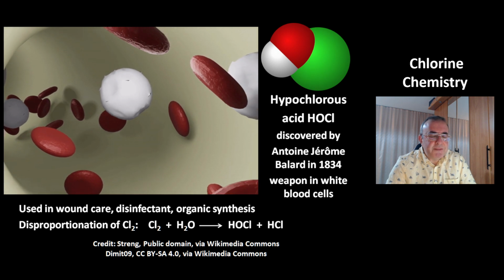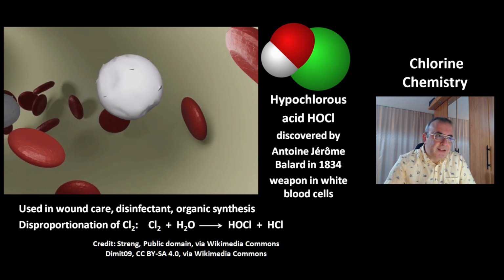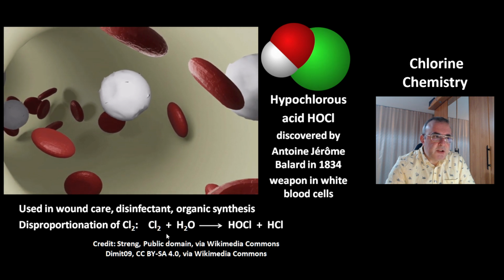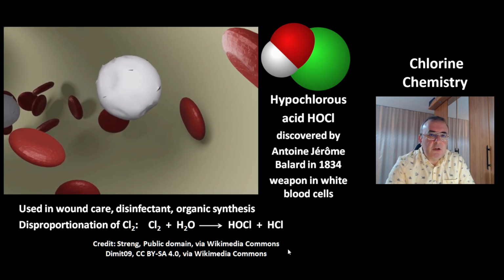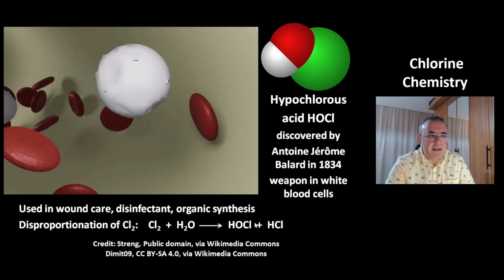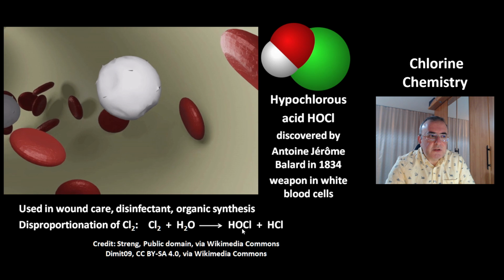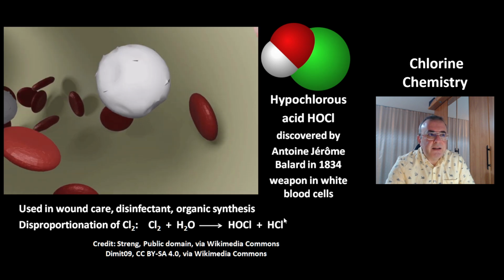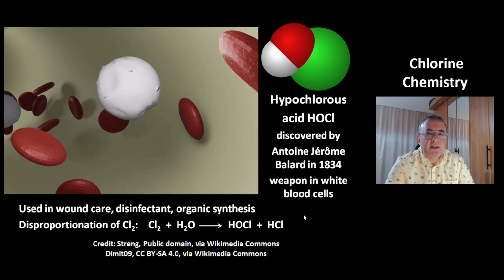Disproportionation means atoms from the same element go from a common oxidation state. Some go higher, some go lower. So the chlorine has oxidation state 0. In hypochlorous acid, oxygen has a higher electronegativity, so chlorine has +1 here, and in hydrochloric acid, -1.